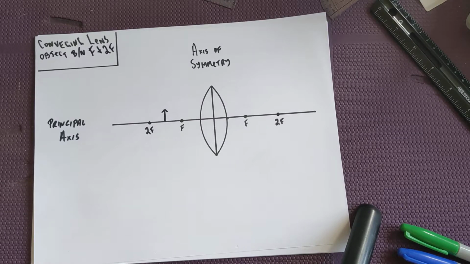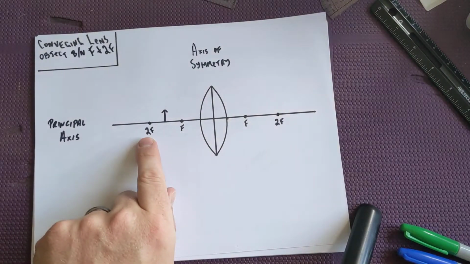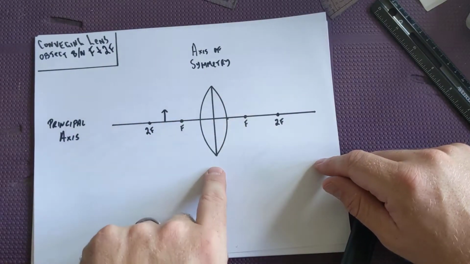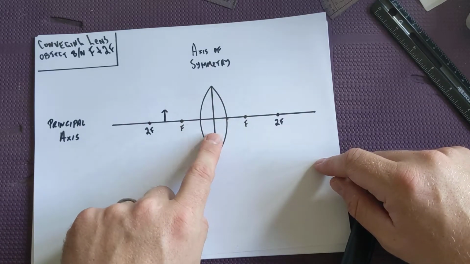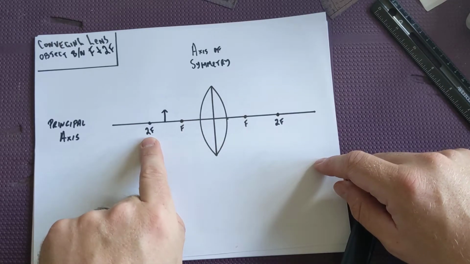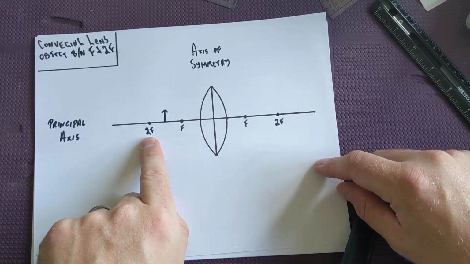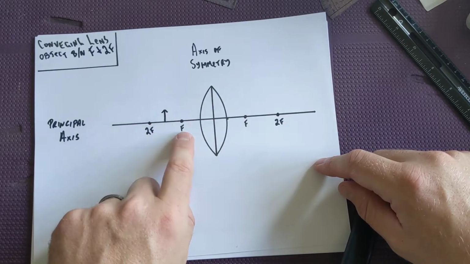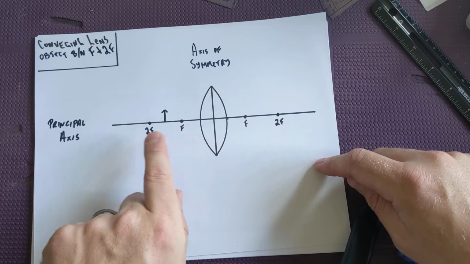Ray diagrams for converging lenses when the object is between f and 2f. From the axis of symmetry to f is one focal length, and when you double that, you get twice the focal length. So we're going to draw a ray diagram when the object is between f and 2f.